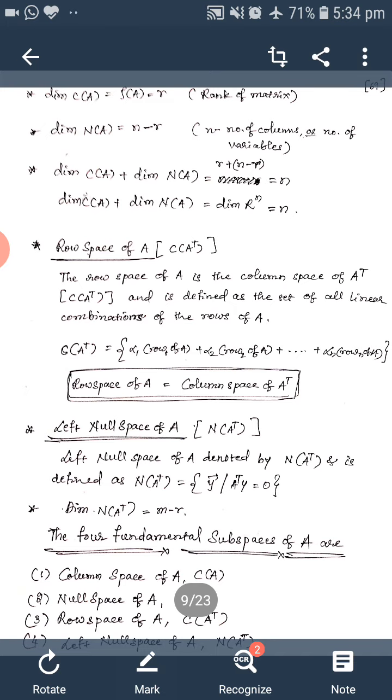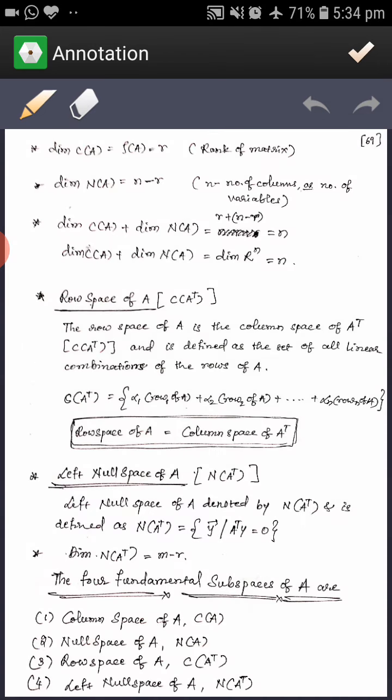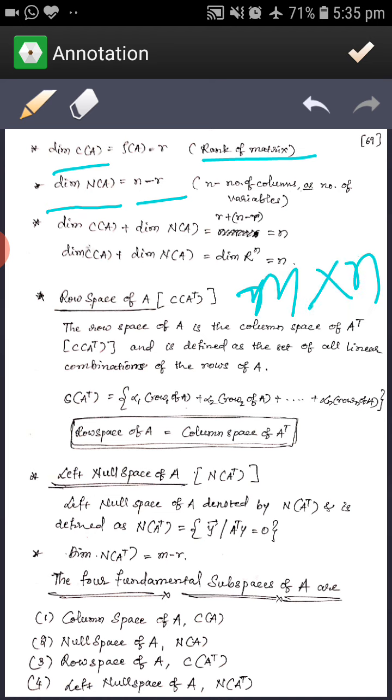Before that, the dimension of column space is nothing but the rank of a matrix, but the dimension of null space is nothing but n minus r. So n is nothing but the number of columns. The general notation is m into n. If you take any matrix, we call that m into n, where m is the rows and n is the columns.